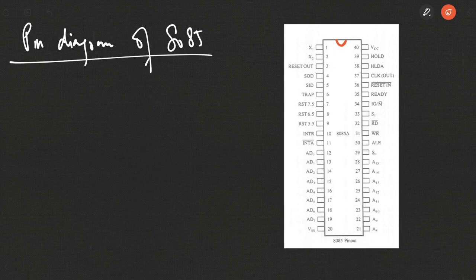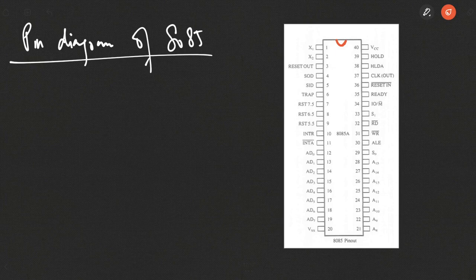You will have to remember the function of each and every pin of this 8085, starting with X1, X2 to reset, SOD, SID, trap, and you also need to understand what the abbreviations stand for. Some of these pins will be easy for us to understand right now, but some of them will be difficult. We'll have to wait for some time before understanding their purpose.